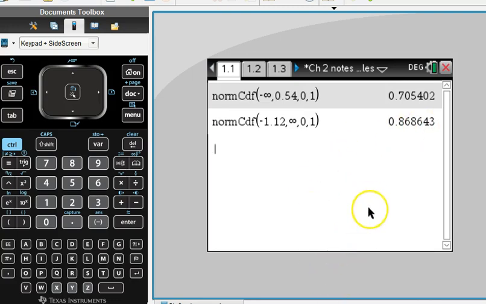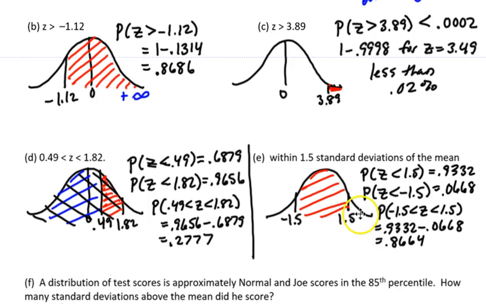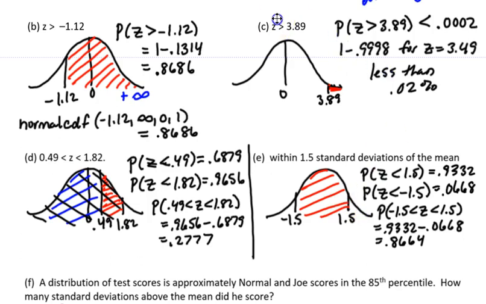Okay. So let's write that on here just to have as reference. So normal CDF, negative 1.12, positive infinity, 0, 1, equals 0.8686. Now this was the one where the table ran out of space.